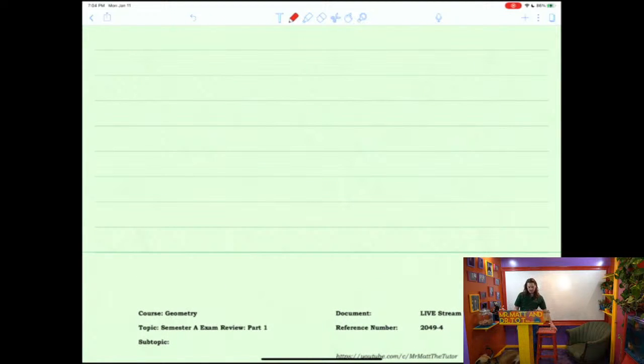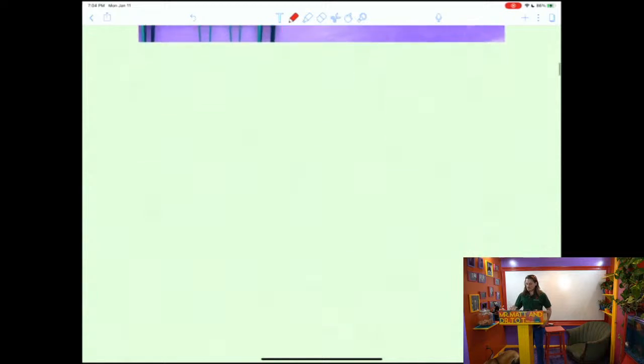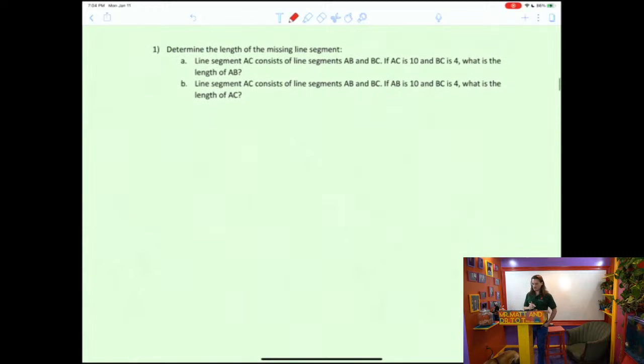So this document is going to be available on Certified Learning Center's website. Just make sure that you're looking at the document with the reference number 2049-4. If you're watching live, it's not posted yet, but it will be posted very shortly. But otherwise, let's just go ahead and get into some of these problems.